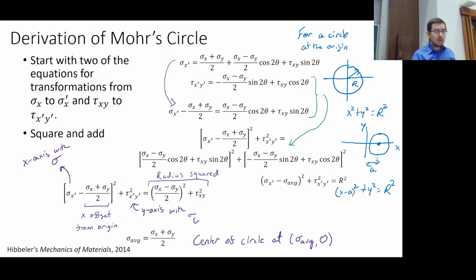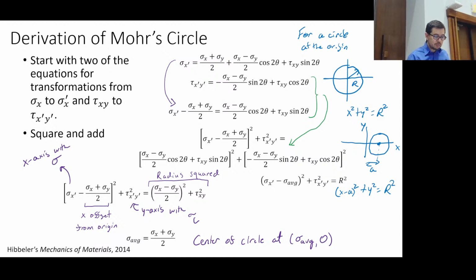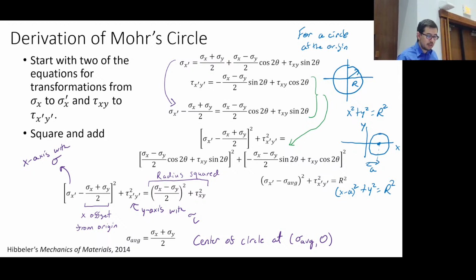Now, what does that have to do with what we just did? What we're trying to state here, and we're going to do this a lot, don't worry, is that this right here, this sigma x plus sigma y over 2, that is the a.